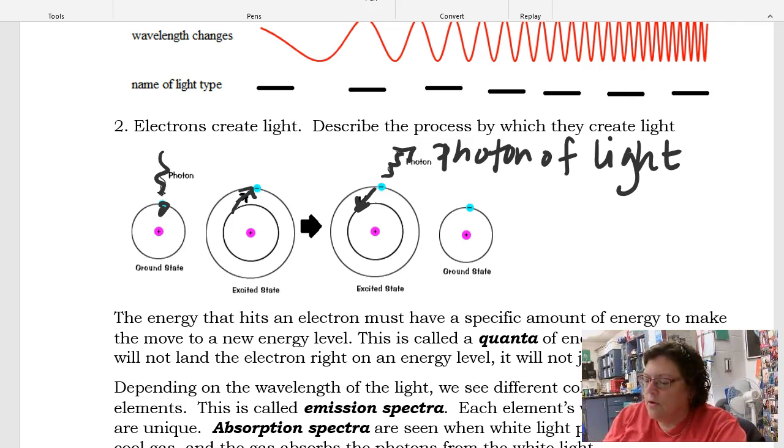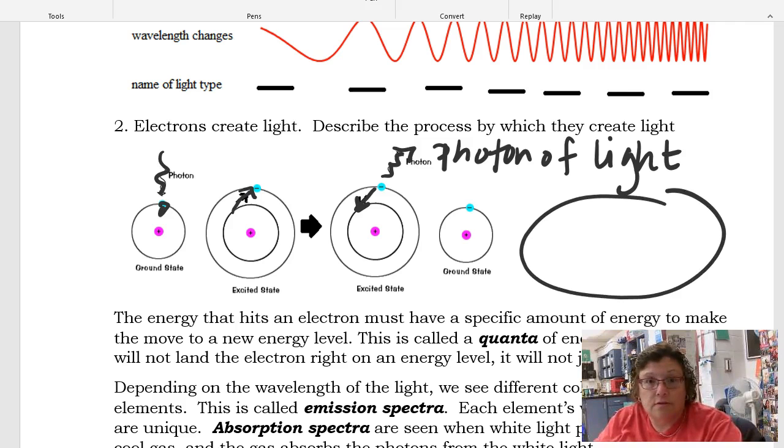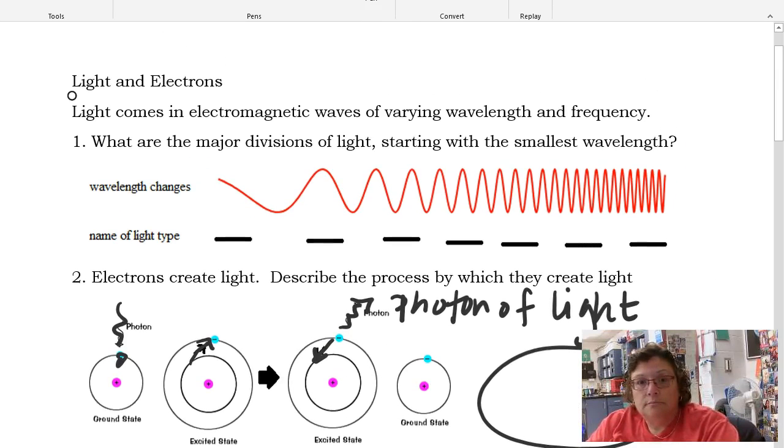Okay, so if you want to write a few words and kind of paraphrase what I just told you here, you can, but that's what we're doing. That's what question number 2 is about. Back to question number 1. We talked about all the different types of light.